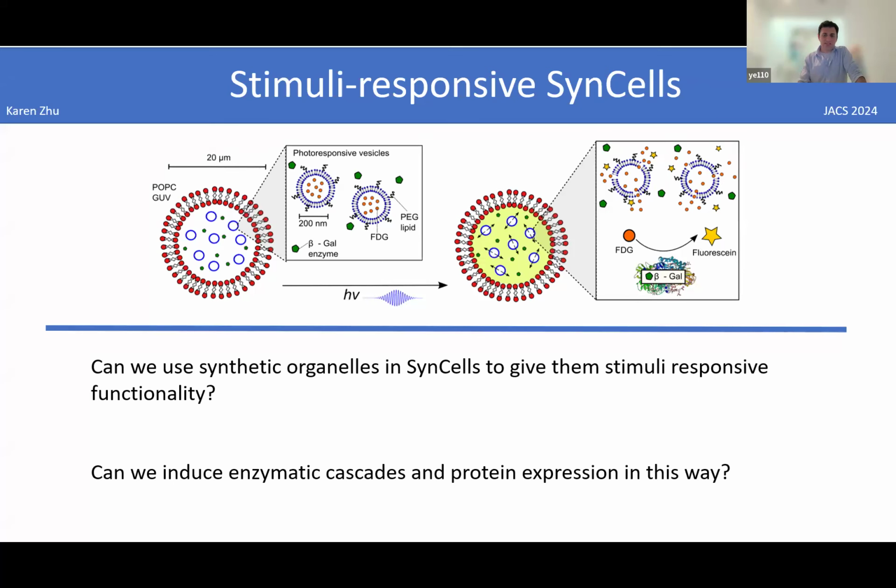So basically, the question then becomes, how do you design magnetoresponsive membranes, membranes that release their cargo in response to the magnetic field?